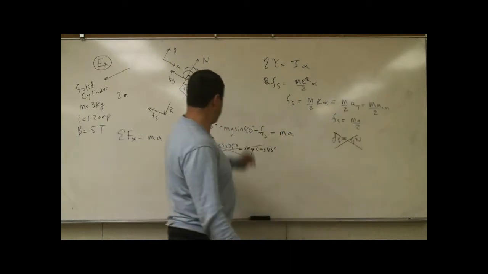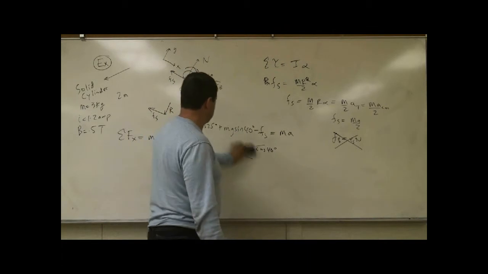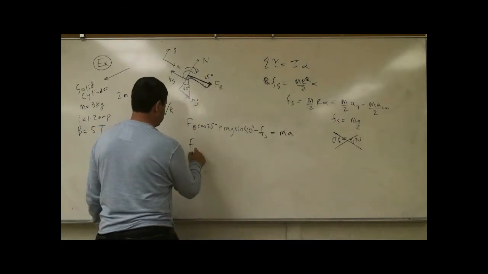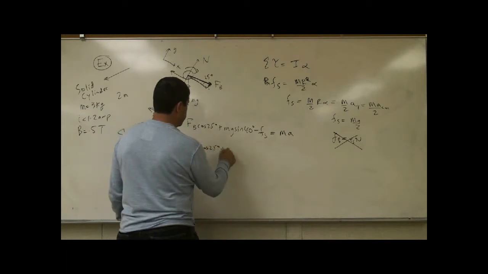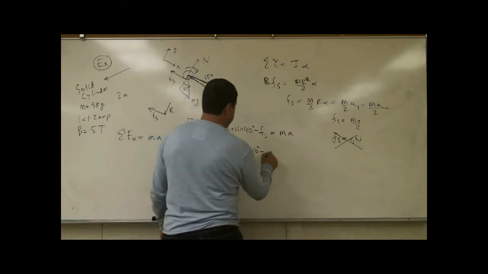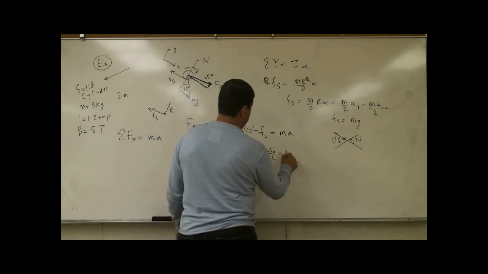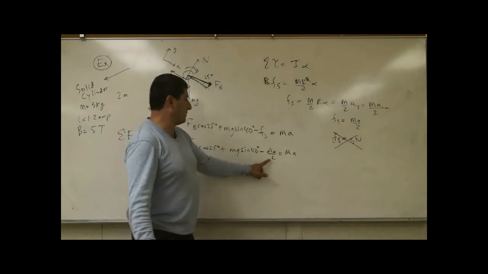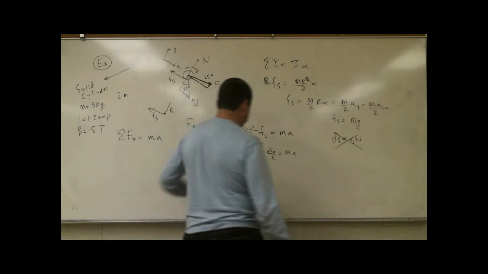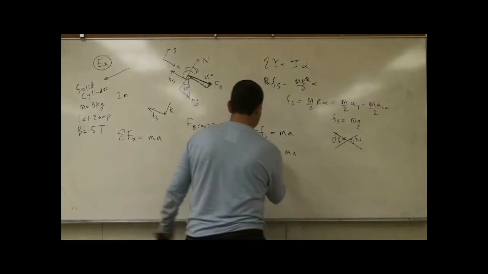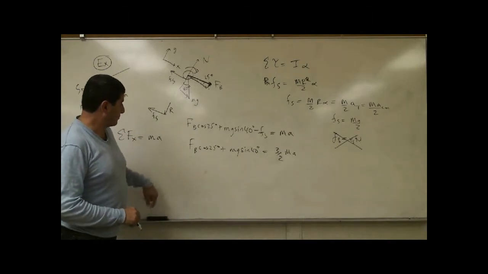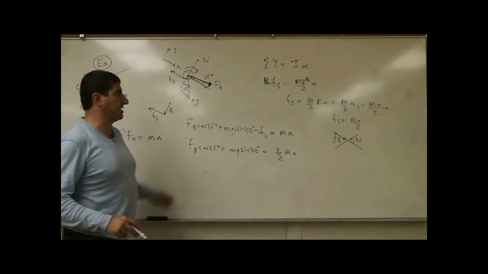So take that, substitute it into here. So now you have Fb cos theta plus mg sine 40, and then we have minus ma over 2 is equal to ma, and then we can take the ma over 2, take it over there, we'll have 3 halves ma. Now what's left to do, our final process is to write down what Fb is.